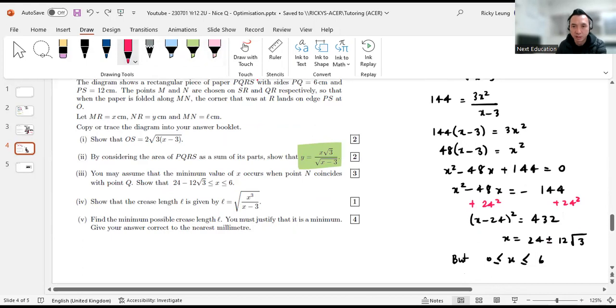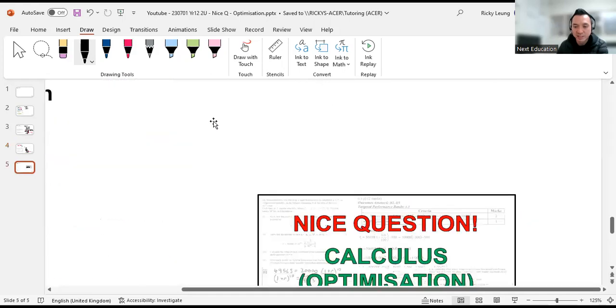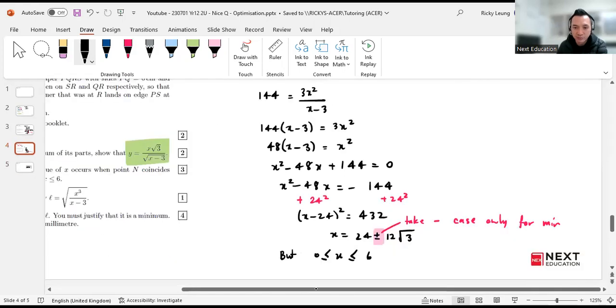So I'm just going to put a little highlight here. Take the minus case only for the min. And since x is between 0 and 6, the minus case is the smallest number. Therefore, 24 minus 12 root 3 is the smallest, 6 is the biggest, and x is bound between the two numbers.